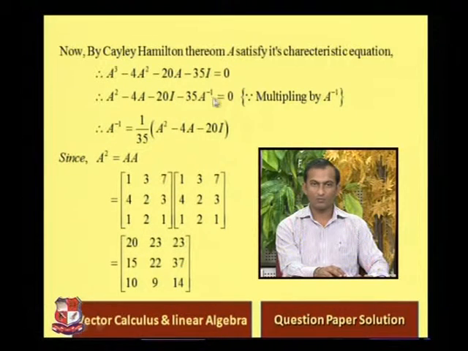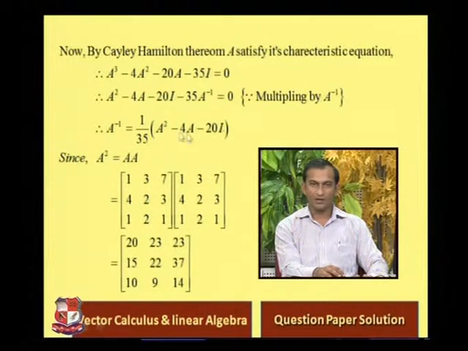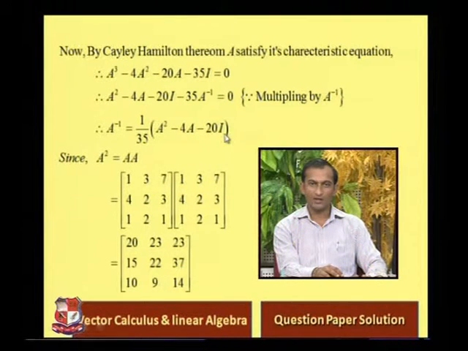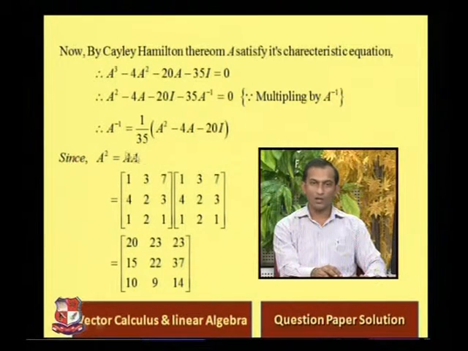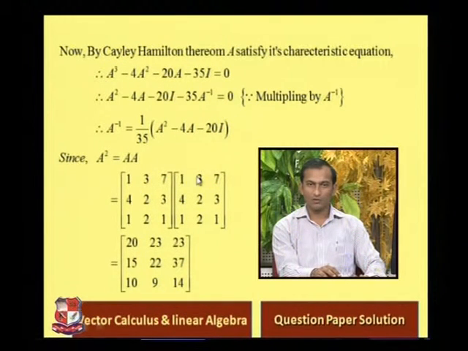So we take all terms on the right side, and then 35 A inverse equals A squared minus 4A minus 20I. Now for A squared we have A and the identity. A is the given matrix and I is the 3 by 3 identity matrix. A squared equals A into A, which means multiplication of A with A. So this is our A, and similarly A. Now multiplication, we know how to multiply. So 1 into 1 plus 4 into 3 plus 7 into 1.